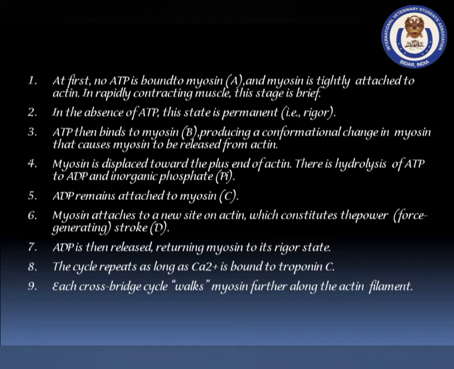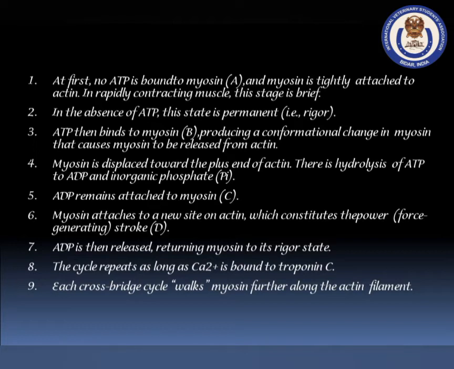This stage is brief. In absence of ATP, this stage is permanent, that is rigor mortis. ATP then binds to myosin, producing a conformational change in myosin that causes myosin to be released from actin. Myosin is displaced toward the plus end of actin. There is hydrolysis of ATP to ADP and inorganic phosphate. ADP remains attached to myosin.